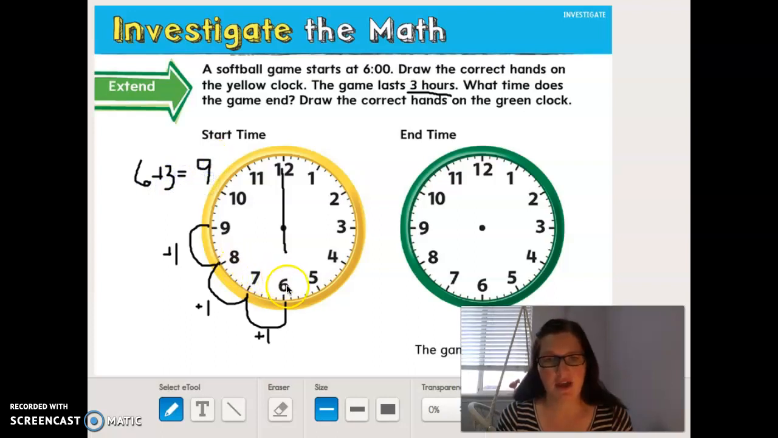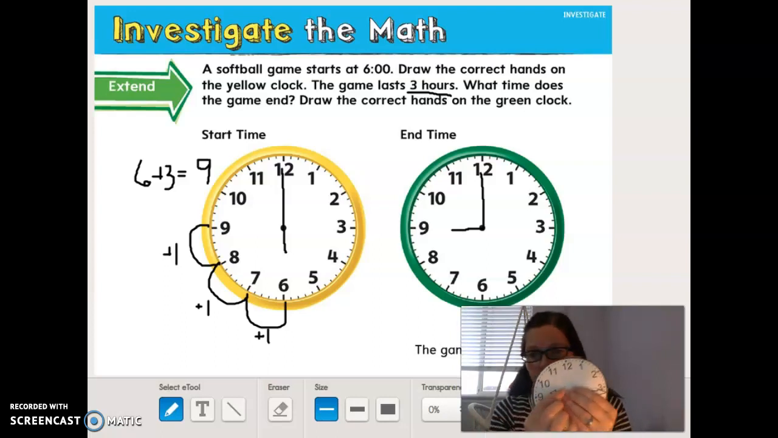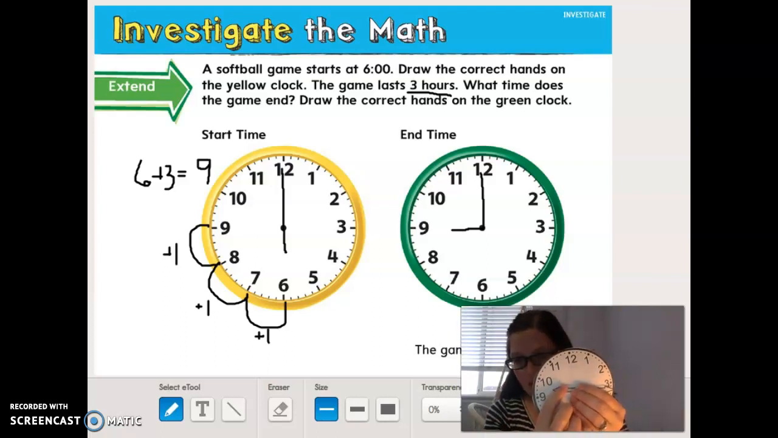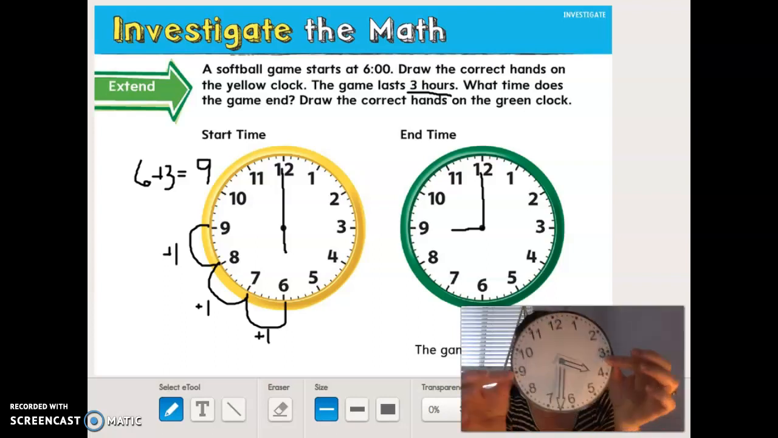So if you think about it as a number line and we're jumping, or if you want to think about it as an addition problem and we're adding, either way works, we're going to come up with the same answer. So our hour hand, our short hand, would point to the 9, and our minute hand, the long hand, would point to the 12. Okay, and so we can show that on your clock as well. The hour hand goes to the 9, and the minute hand would be on the 12. And that would show 9 o'clock.